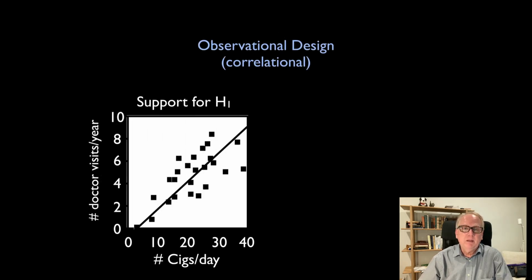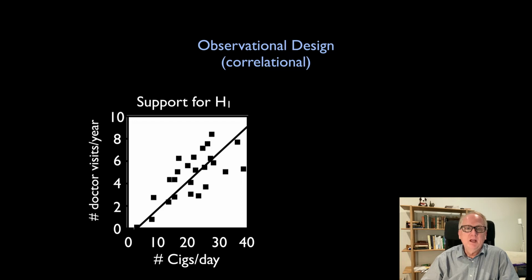So let's say, for example, that I'm doing a survey or an observational design here. Again, it's correlational. And all I did is I asked my participants, how many cigarettes do you smoke per day? And how many times have you been to the doctor in the past year? And let's say I find when I plot the individual participants, each little dot there represents an individual person, that the more cigarettes a person smokes, the more likely it is that they did go visit the doctor in the past year, right? They have more visits.